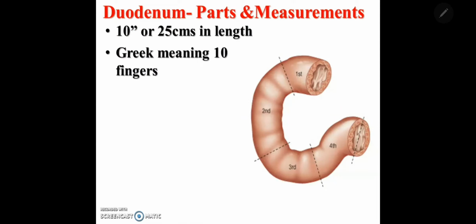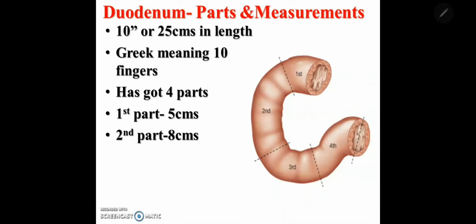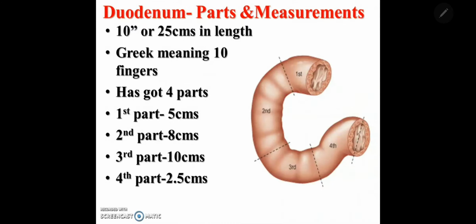It has 4 parts. As I already told you, duodenum means dodecadactylos, Greek meaning 12 fingers breadth. The first part is horizontal and measures around 5 centimeters in length. The second part is vertical and measures around 8 centimeters. The third part is again horizontal and measures around 10 centimeters. The fourth part is oblique and measures around an inch in length. So you can see the 4 parts there.